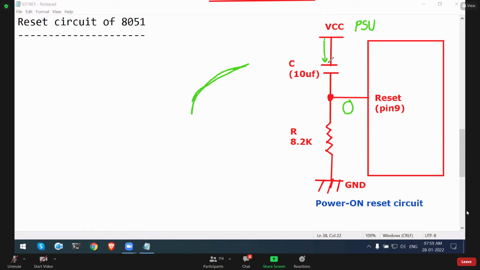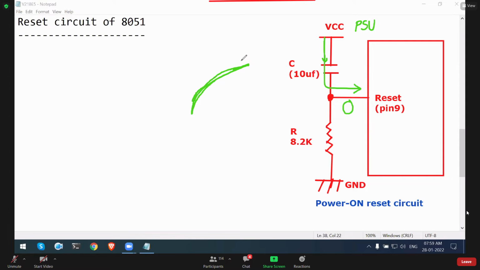So as soon as you power on the microcontroller board, capacitor will allow 5 volt to the reset pin. So when the capacitor is fully charged, then capacitor will block the DC. And capacitor will not discharge until you power off the microcontroller board. So next time when you turn on the microcontroller board, what will happen? The capacitor will pass this 5 volt to the reset pin. As soon as you power on the board, capacitor will pass 5 volt to the reset pin.